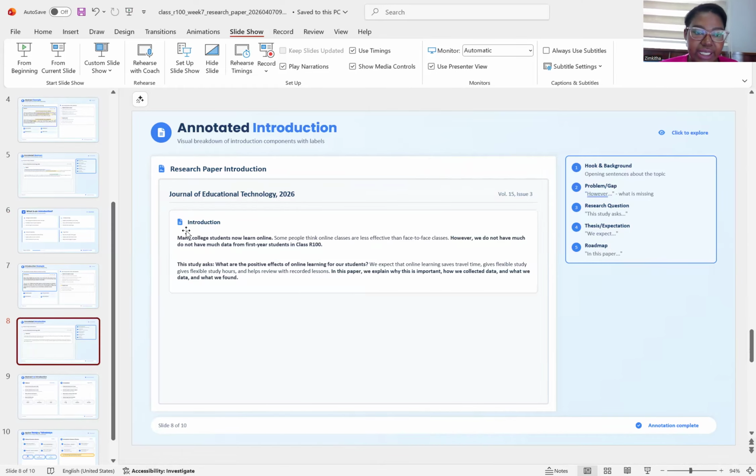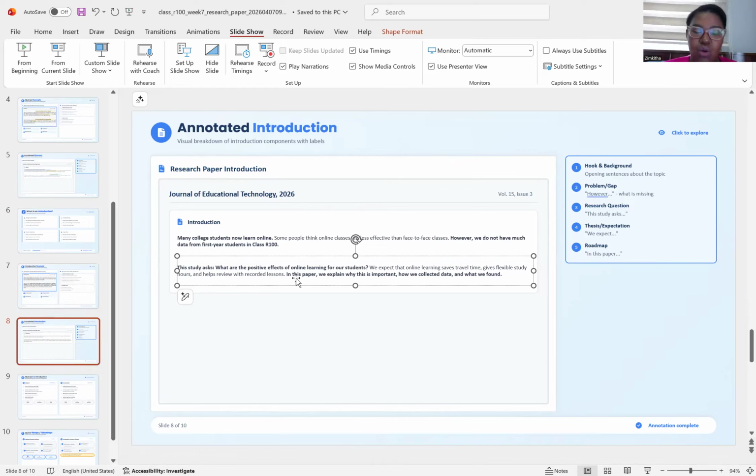Then here is an introduction from a Journal of Education Technology in 2026, volume 15, issue 3. Okay. This is what your introduction will look like. So many college students now learn online, and this is a common phenomenon. It's a fact. Some people have different opinions. Others believe that it is effective, but others believe that it's not as effective as face-to-face classes. However, we do not know how effective or not effective it is for a Reading 100 class.